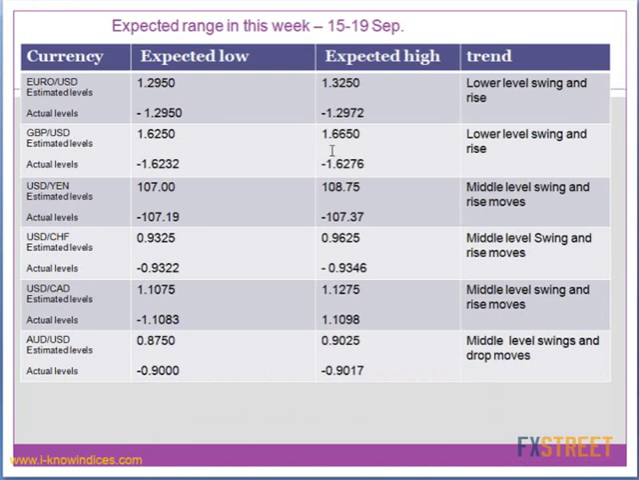Coming to the levels, now Euro could consolidate around 1.2950 and go up to 1.3250 level. Then GBP from 1.6050 to 1.6650 as an upward spike, and USD Yen from 107 to 108.75. Then CHF 93.25 to 96.25. Then Canadian dollar 1.1075 to 1.1275, and further higher they will make it next week. Then Aussie, they are expected to come down to 87.50 from the 90 level.